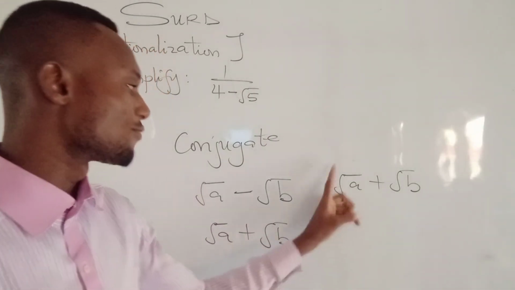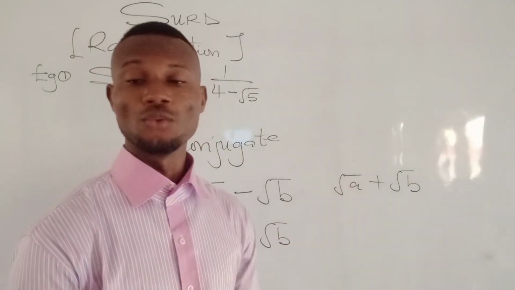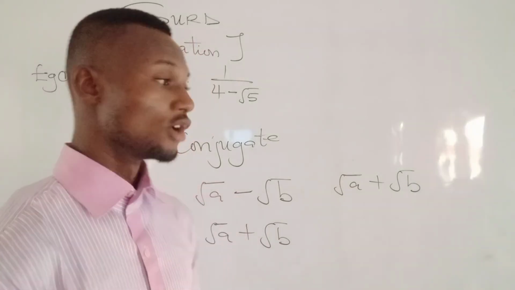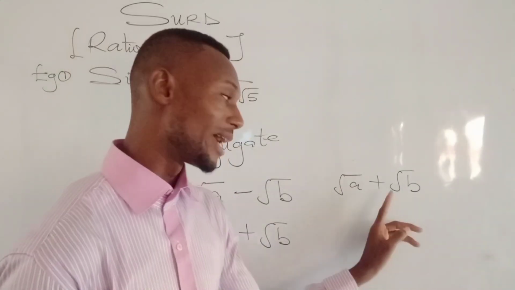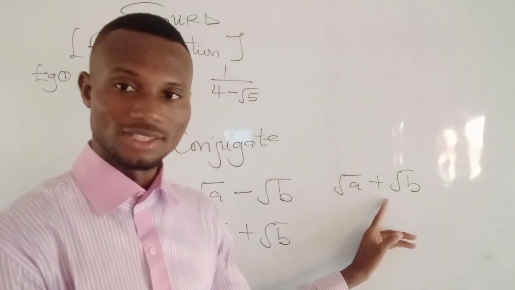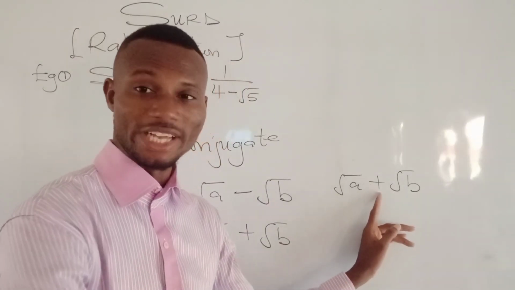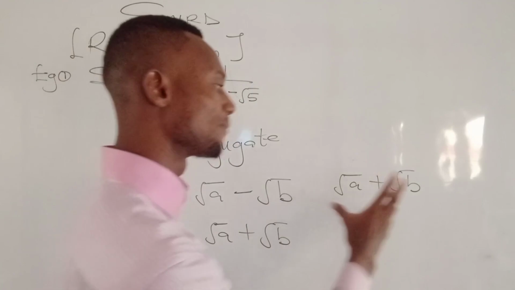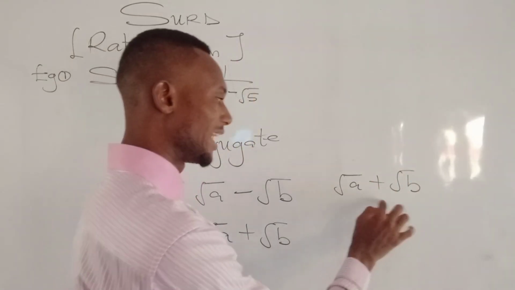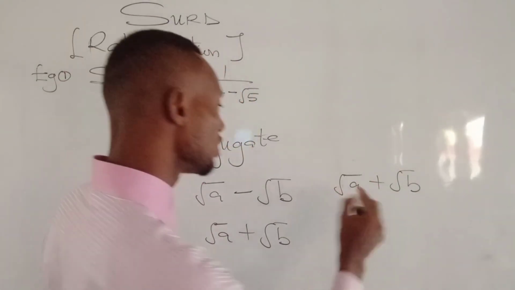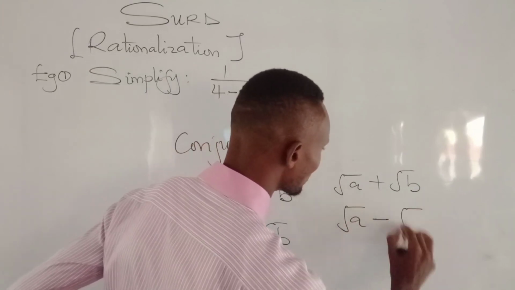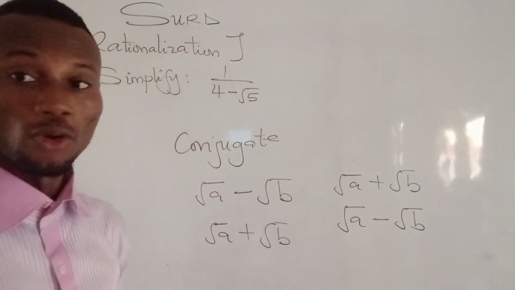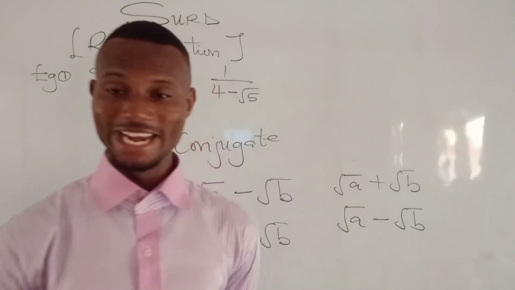Okay, so I have root a plus root b. We want to get the conjugate of it. The conjugate simply means that we repeat the same thing, but change this sign to the opposite. It is positive, so we change it to negative. So the conjugate of root a plus root b is going to be root a minus root b. I hope the explanation is clear enough up to this point.